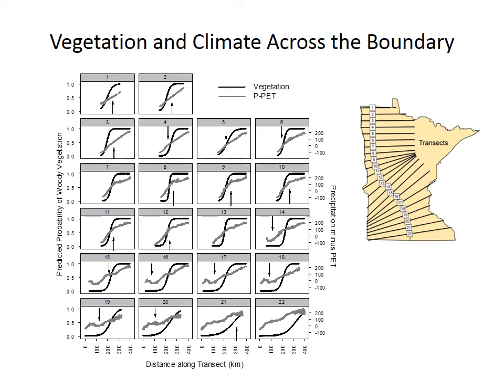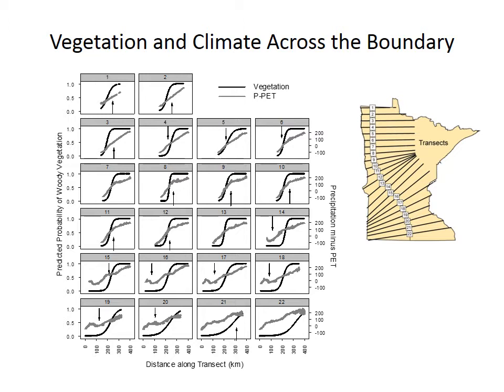And as you can see on the graphs, the gray line is the gradient in precipitation minus evapotranspiration. So it's essentially showing the transition in the climate from a dry climate on the left side of each graph, which represents the west, to a wet climate on the east side of each transect, which is also on the right side of each graph.